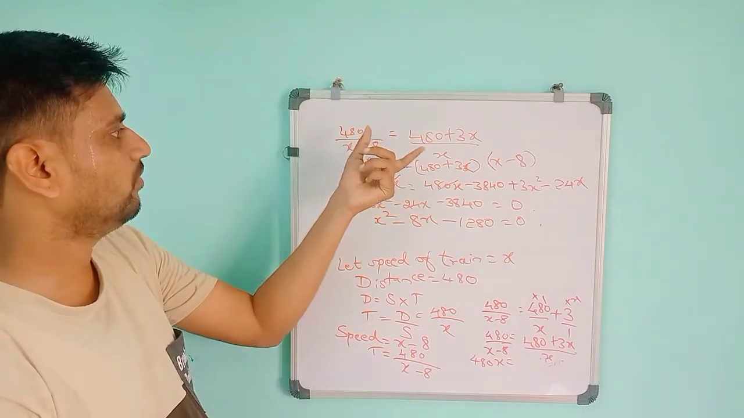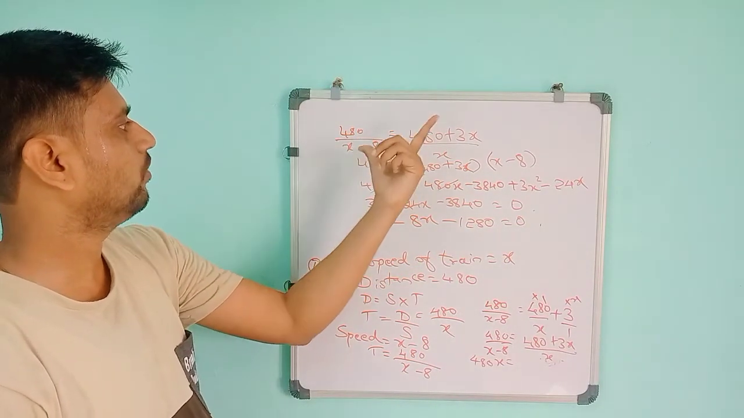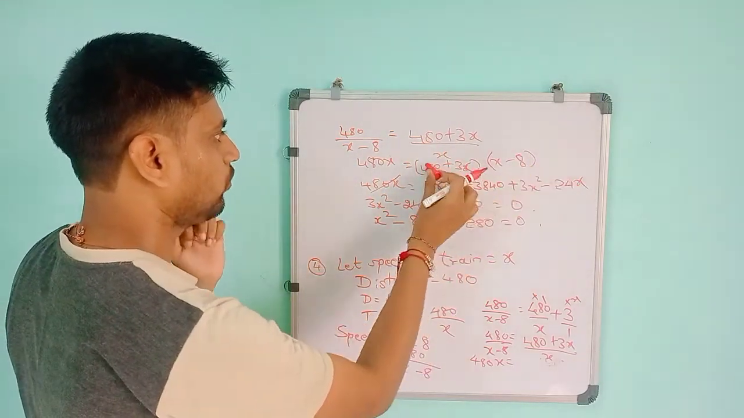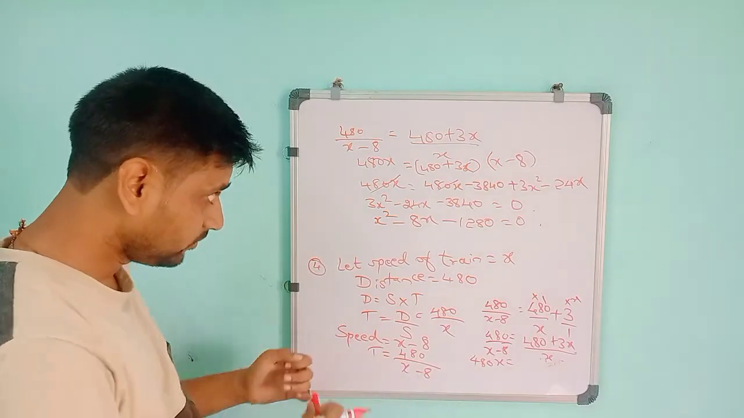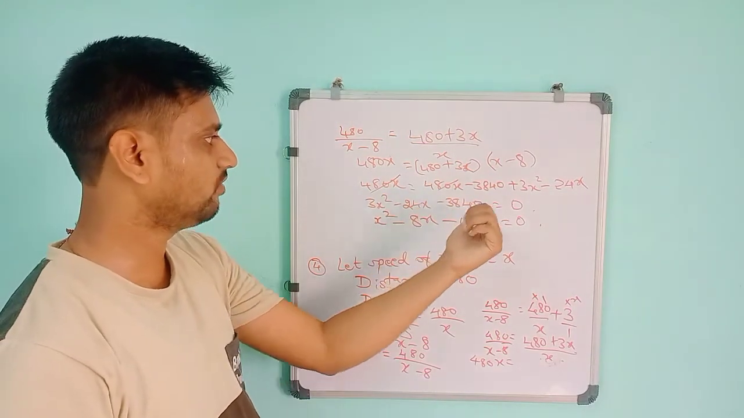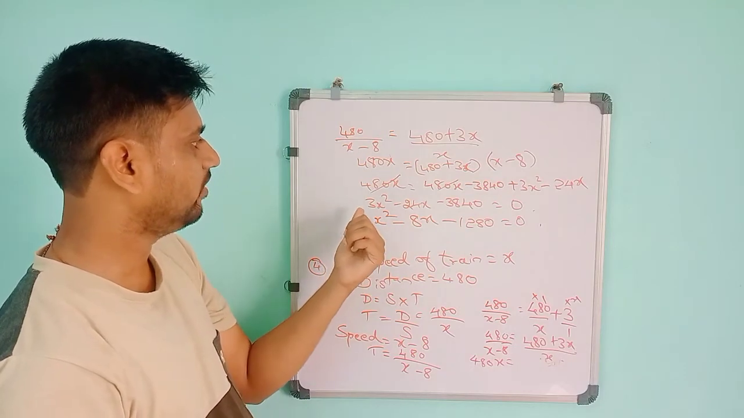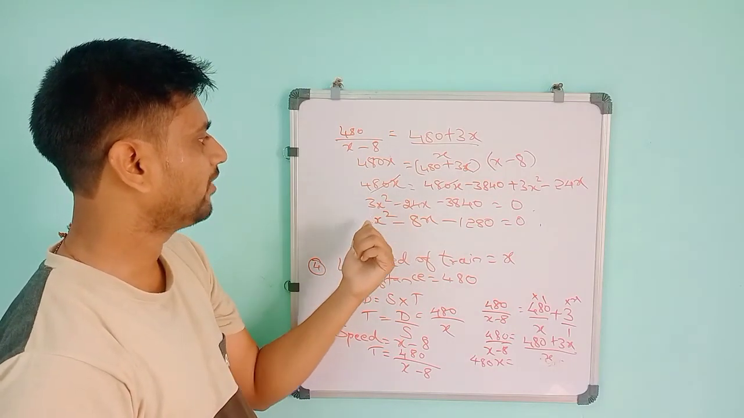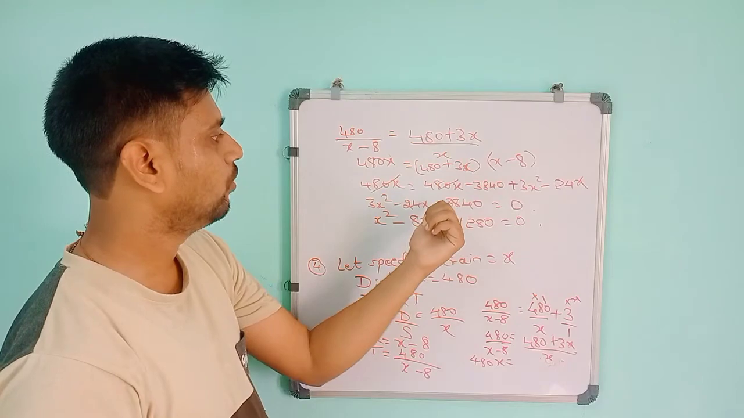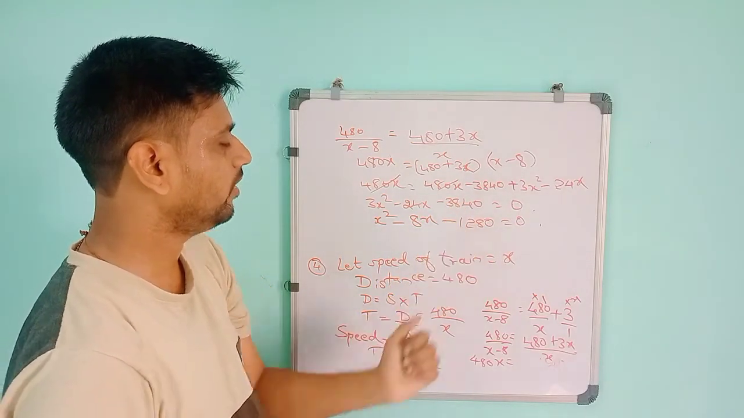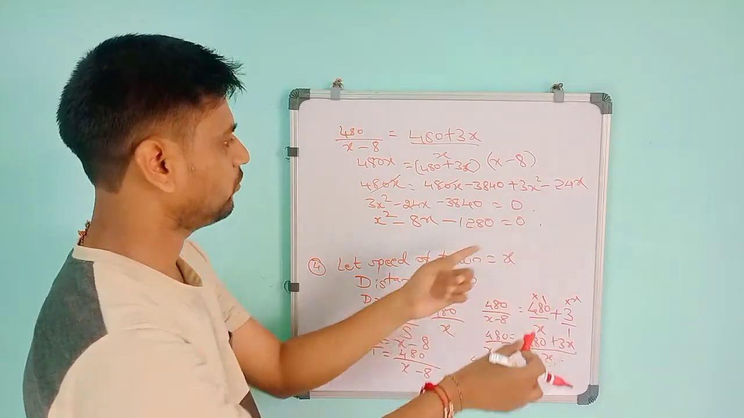While doing the cross multiplication, do it correctly: 480 into x, and this one 480 plus 3x into x minus 8. First you have to multiply these two numbers, and next this one. Then 3x square minus 24x minus 3840. Then you can simplify it again, because 3 is common here. If you take 3 common, x square minus 8x minus 1280 is equal to 0.